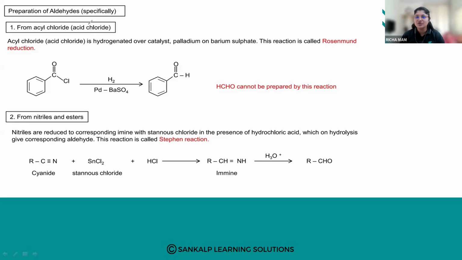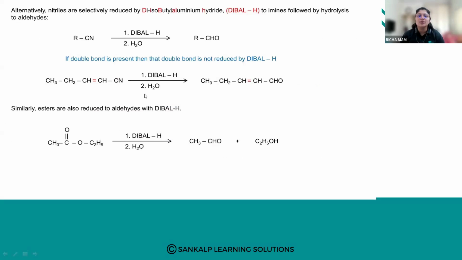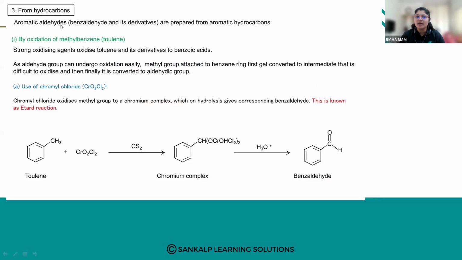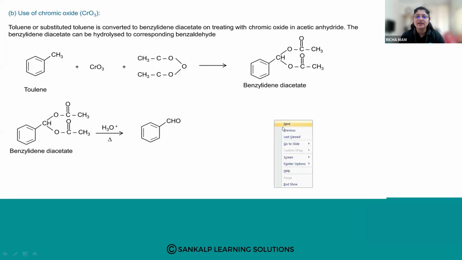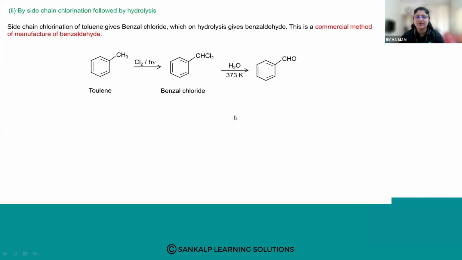So we have seen the preparation of aldehydes from acyl chloride, then from nitriles and esters also. Then from hydrocarbons, that is by doing the oxidation of methyl benzene with chromyl chloride, which is called the Etard reaction. It forms a chromium complex in between, which is an intermediate step, which upon hydrolysis will give you benzaldehyde. So you are getting an aromatic aldehyde from the Etard reaction. Then we have discussed the chromic acid oxidation also.